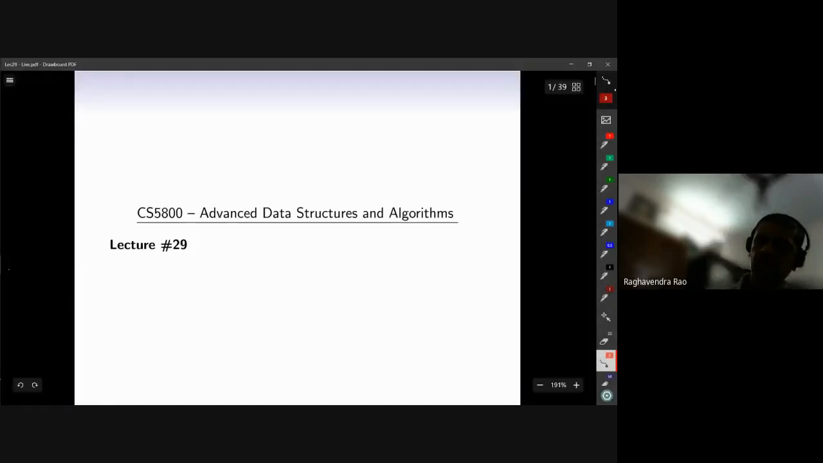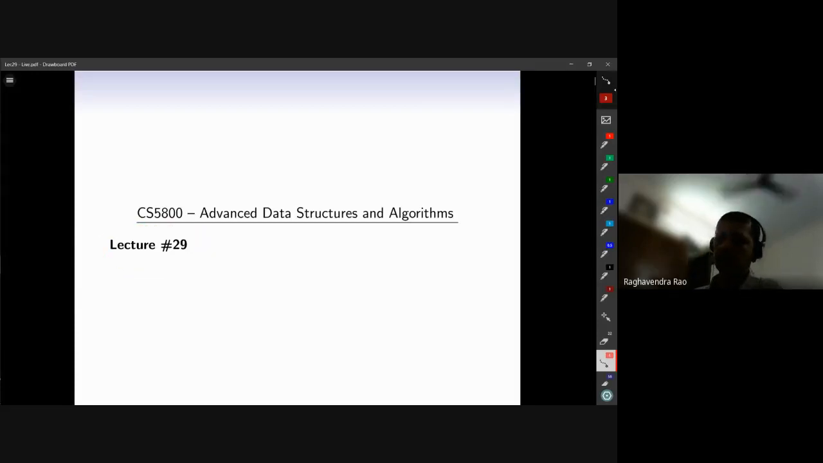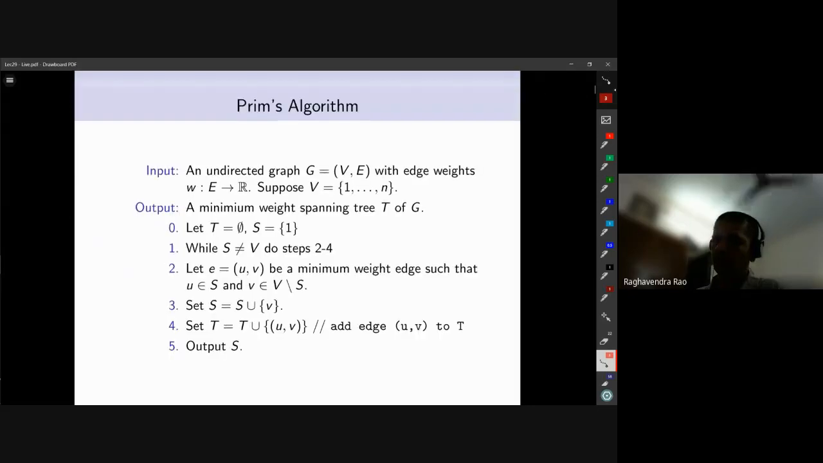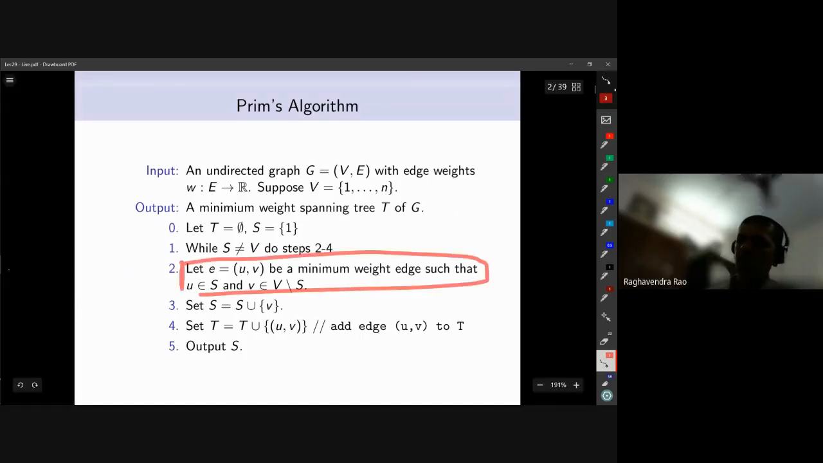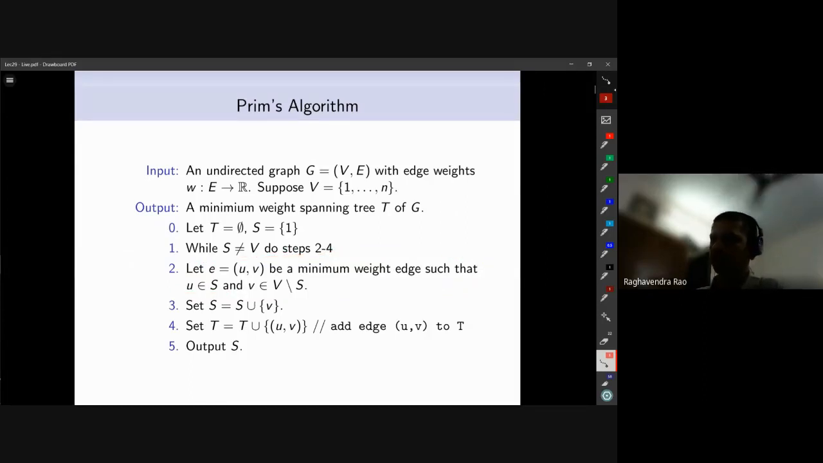Okay, good morning and welcome to lecture number 29. In the last lecture, we looked at Prim's algorithm. We saw the correctness, and we were looking at implementing, in particular, step 2, which is part of a loop, basically to extract the minimum weight edge which is outgoing from the partial tree that Prim's algorithm has built so far.